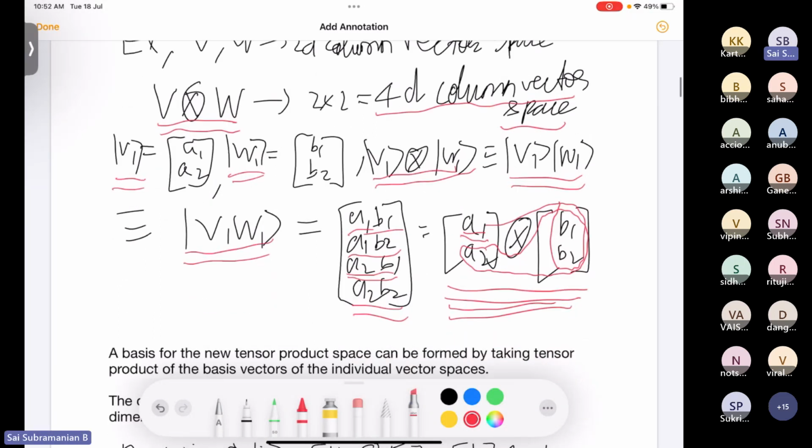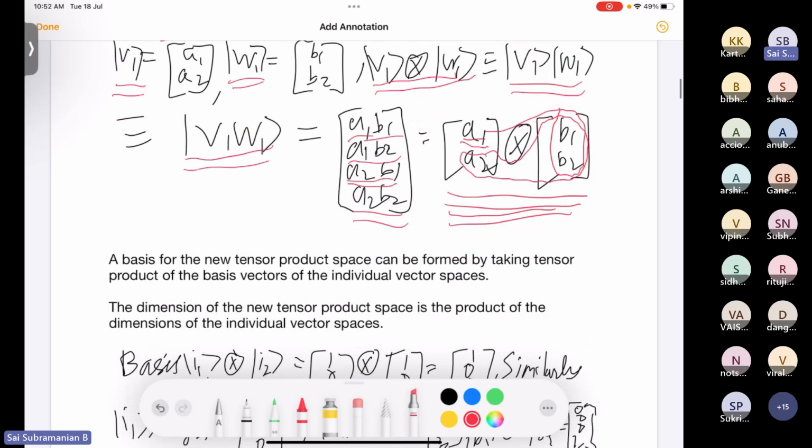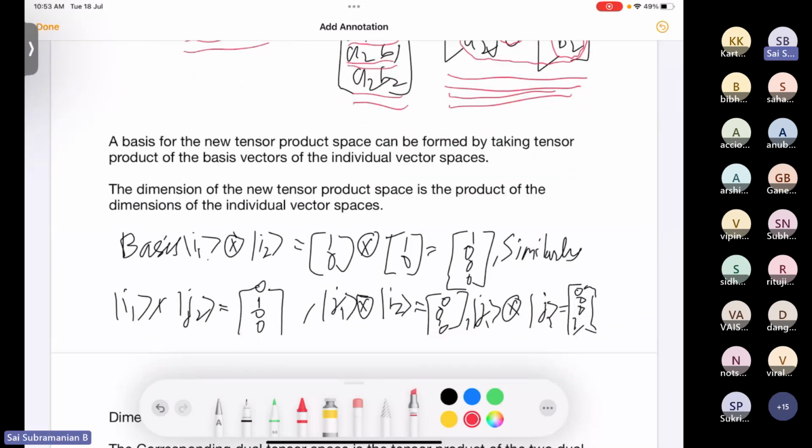Maybe you might understand this a bit better if we explain the basis. The way we define a basis for our new space is by taking the tensor product of the basis vectors of the individual vector spaces. For our individual vector spaces, we have i cap and j cap as basis vectors. So we will now define 4 basis vectors for our new space. I1 tensor product I2 just means the first vector is in I, the second vector is in I. So now we have (1, 0) tensor product (1, 0), and that gives us (1, 0, 0, 0). So this is one basis vector.